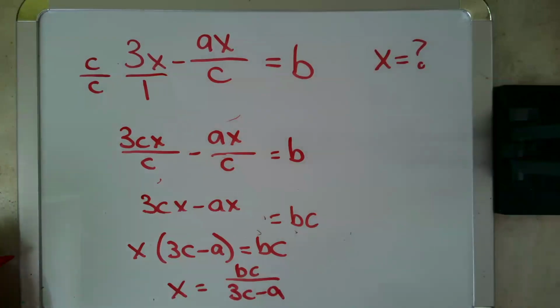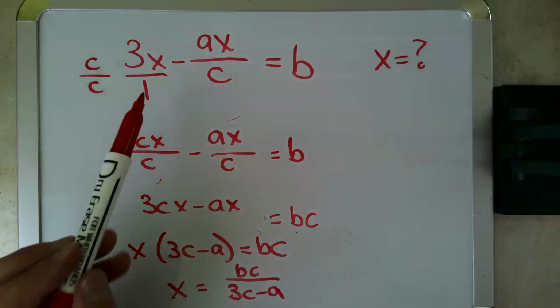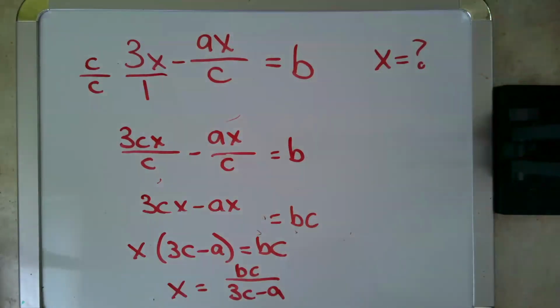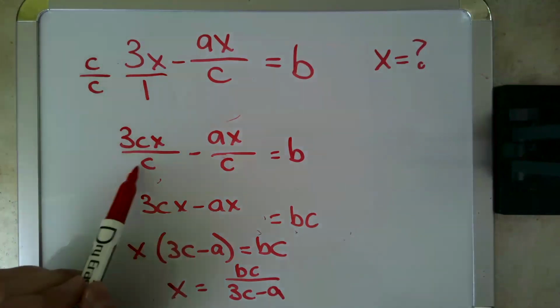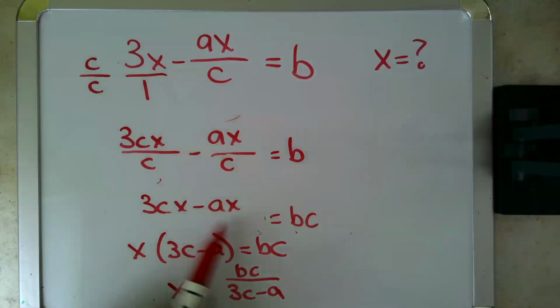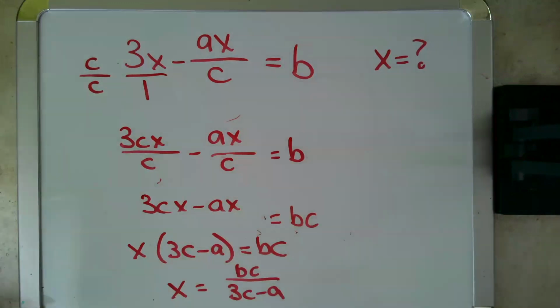variable x. So let's just take a quick look again. Our first step was to make this one term, because once we did that, then we could get rid of the denominator, we could factor x out of both terms, and ultimately we could divide away everything that wasn't x.